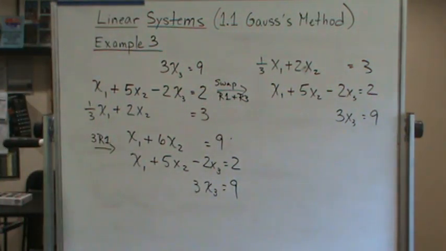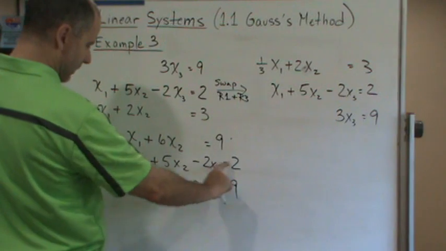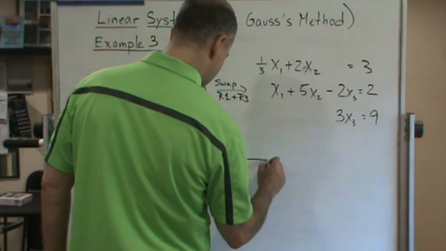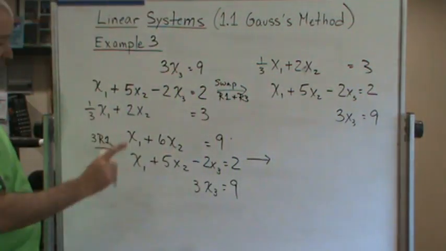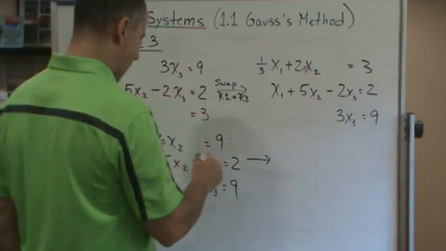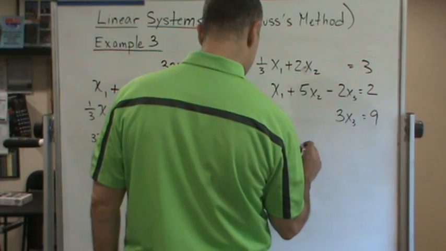Now I'm going to take negative 1 times row 1, and I'm going to add it to row 2. So I'm going to take negative 1 times this and add it to this row. And what will happen here is I'm going to end up eliminating the x variable in row 2. Okay, so now I'm just going to copy this again.